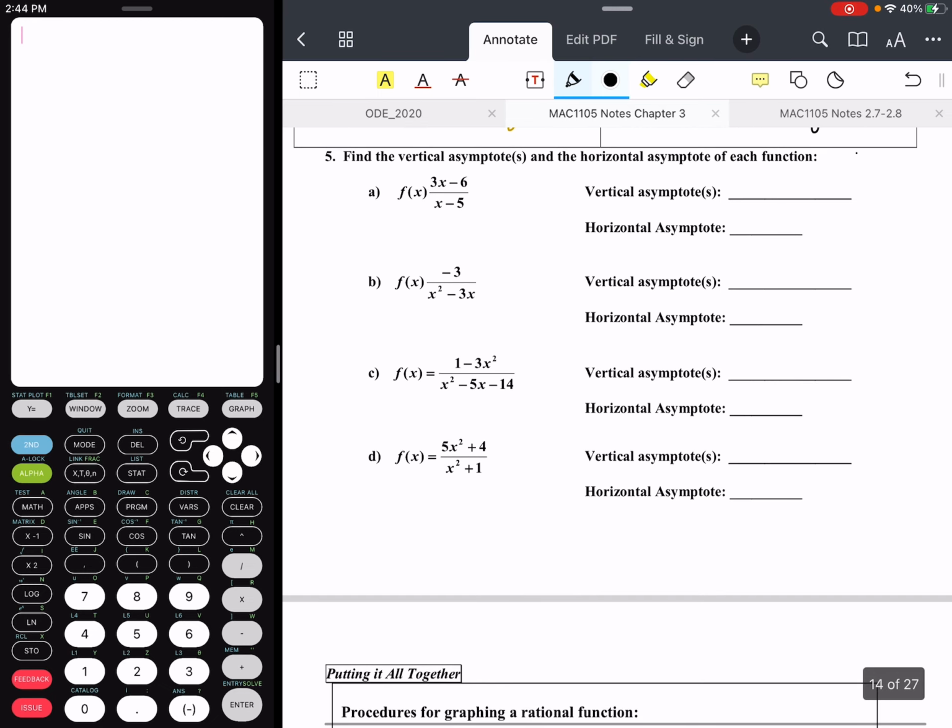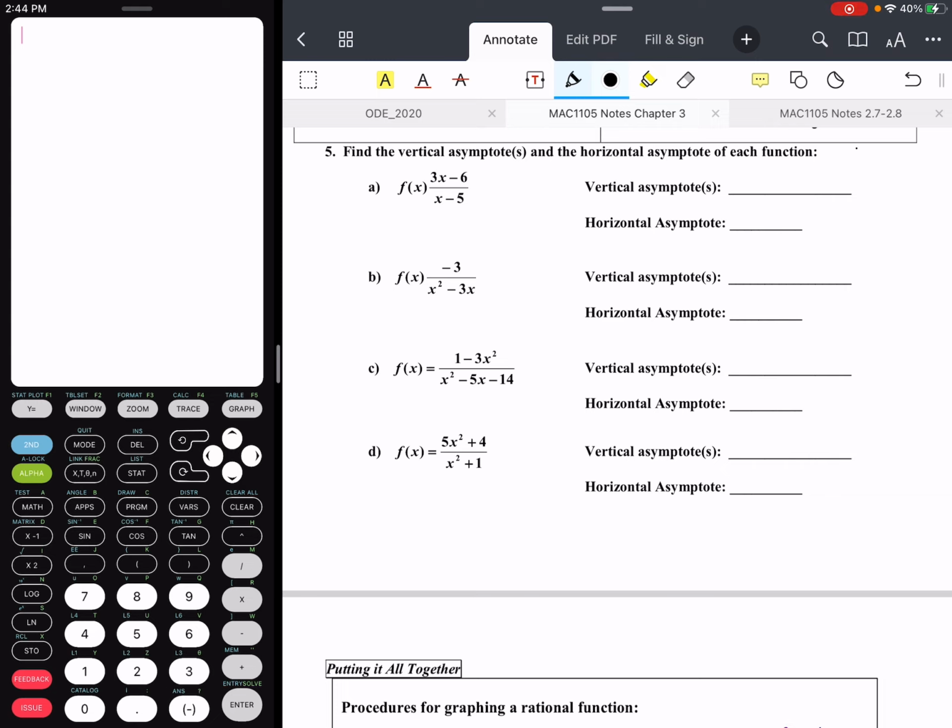All right, and then looking at number 5, we want to find the vertical and horizontal asymptotes of each function, if they exist. And sorry about the typo, this is supposed to say equals, and this is supposed to say equals there. All right, so for A, f of x equals 3x minus 6 over x minus 5. So remember with your vertical asymptote, you're setting your denominator equal to 0 and solving for x. So for my vertical asymptote, I would set x minus 5 equal to 0 and solve to get x equals 5. So that's my single vertical asymptote.